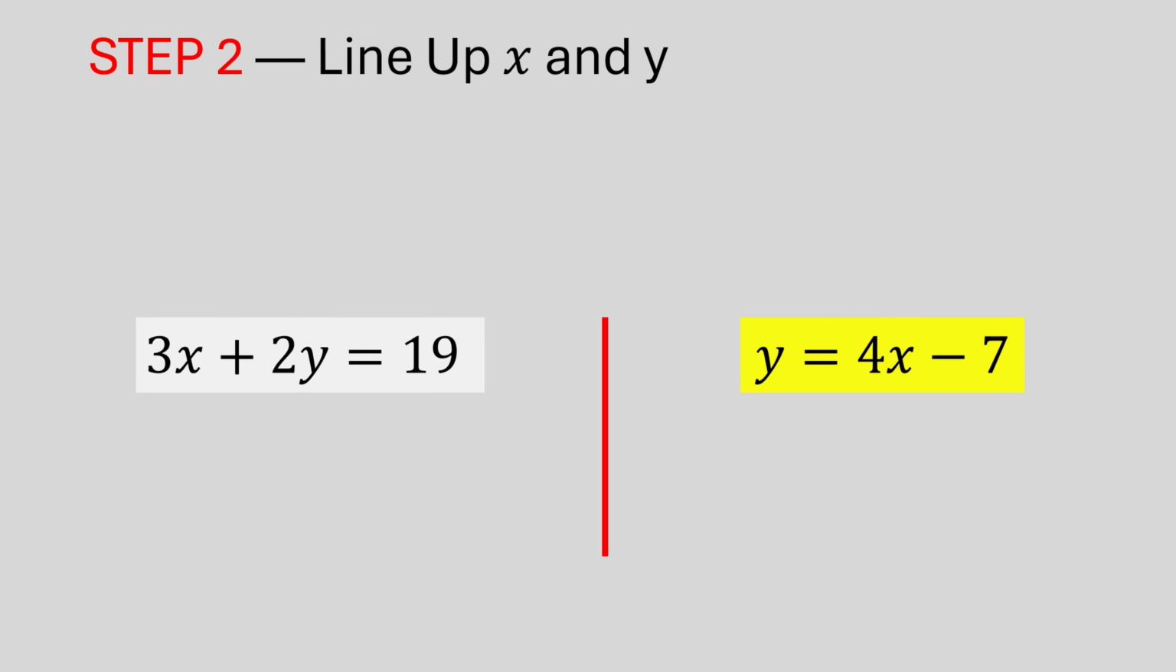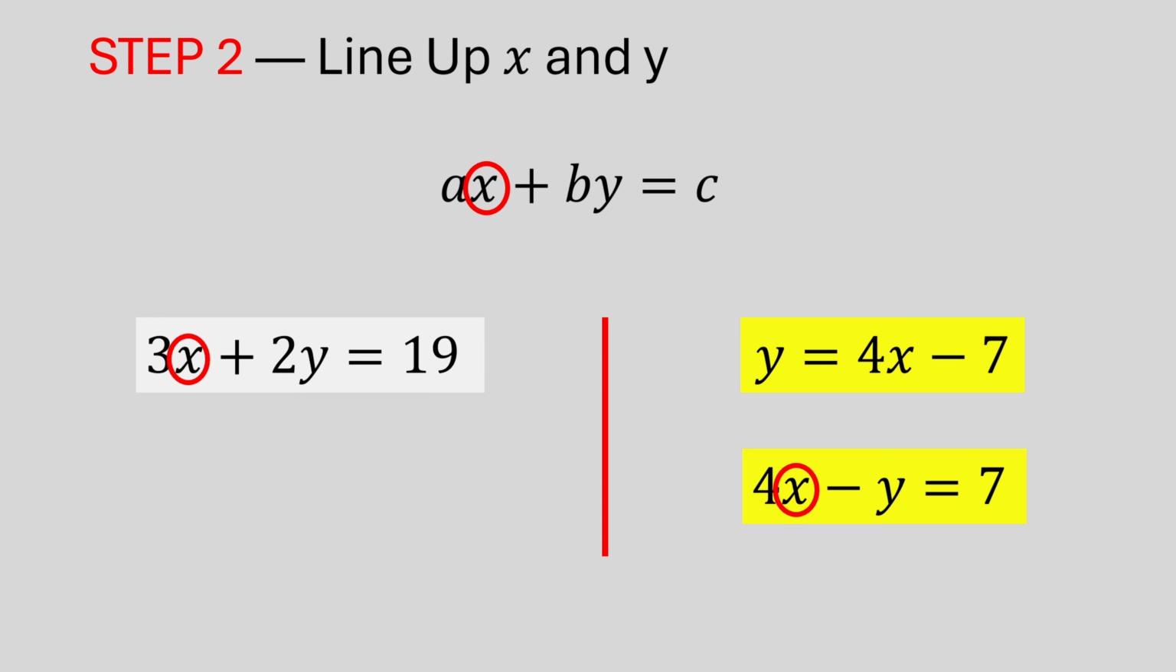Step 2. Line up x and y. Convert the second equation into standard form, Ax + By = C, so that x and y line up. 4x - y = 7.